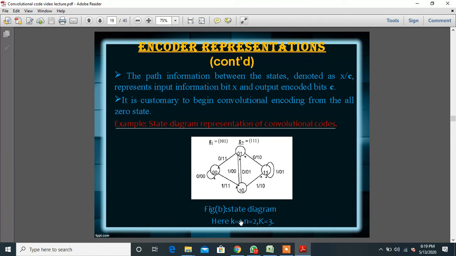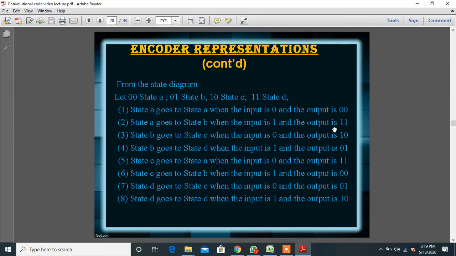Here K is 1, that means only 1 bit is transmitted. N is 2, so the output is 2-bit data. And L is 3 over here. So this is the encoder representation. Here in detail all the states are explained very nicely.